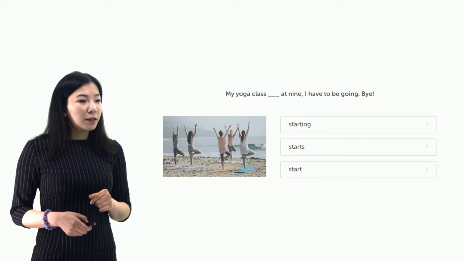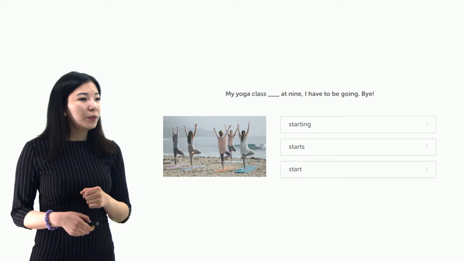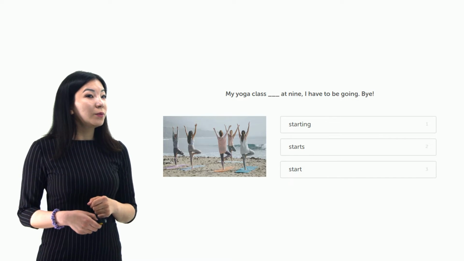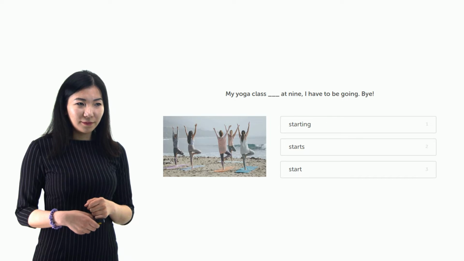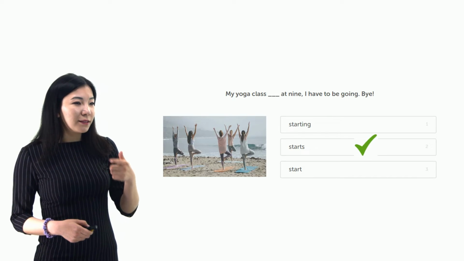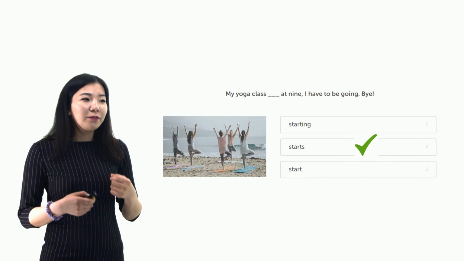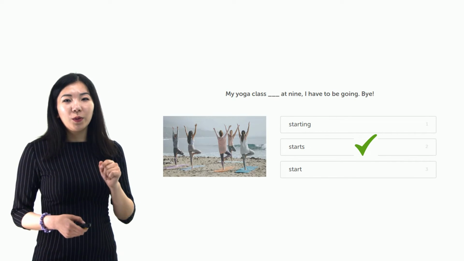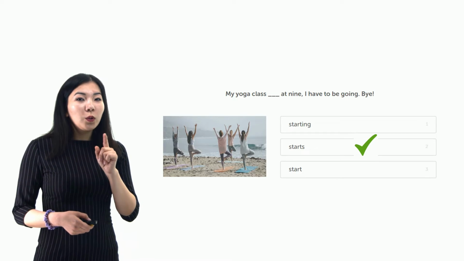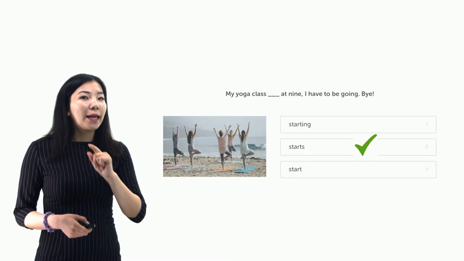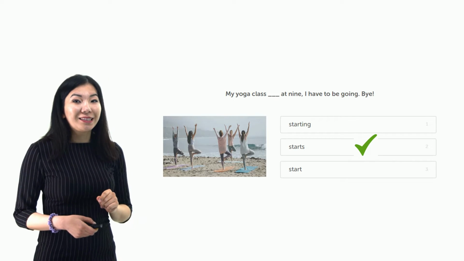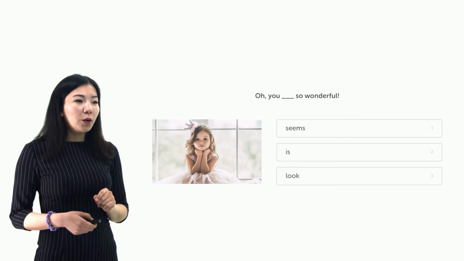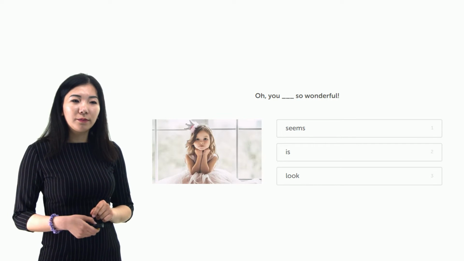Okay, my yoga class at 9, I have to be going by. The right answer will be, my yoga class starts at 9. I have to be going by. Because this is a timetable, and there is only one class, that's why we need to add s at the end of the verb starts. Gotcha?